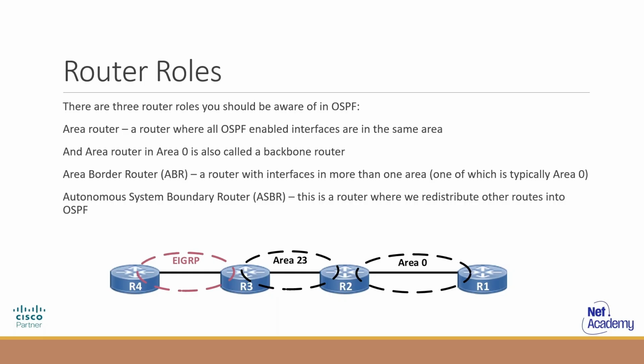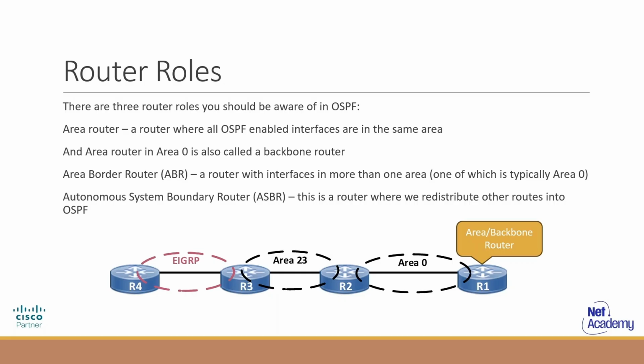It is a router who all of its OSPF interfaces are in a single area. So R1 only has a single interface. That interface is in area 0. That makes it an area router. A special term to note is if all of the interfaces happen to be in area 0, which in R1's case they are, it's also called a backbone router. Those are interchangeable. A backbone router is just a special type of area router.